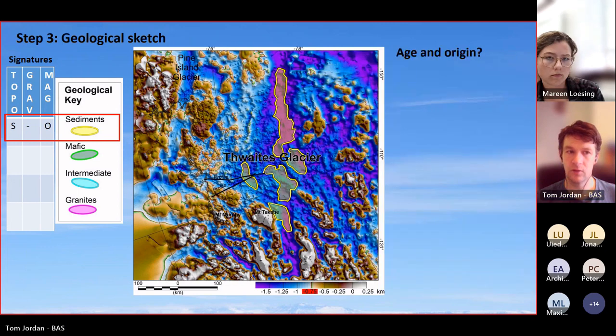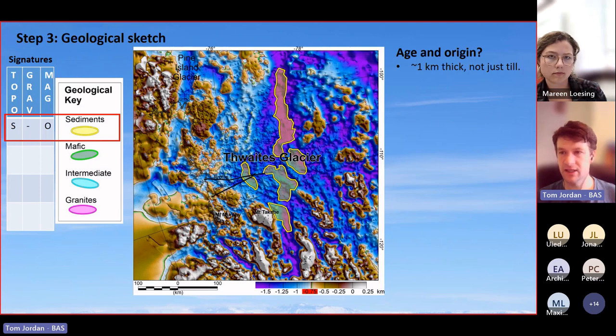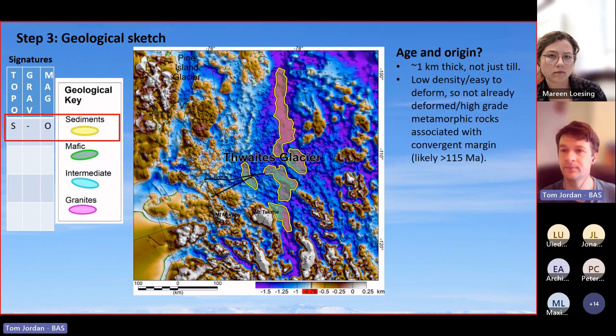So what about the next set? Yes. So yeah, we've got some sedimentary basins. What's their age and origin? Well, the gravity data suggests, just a back of envelope calculation from that negative anomaly, they're about 1 kilometre thick. So it's not just a thin drape of till in these areas, you actually have a thick sedimentary body.